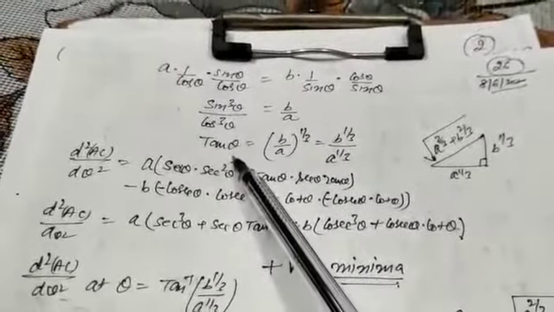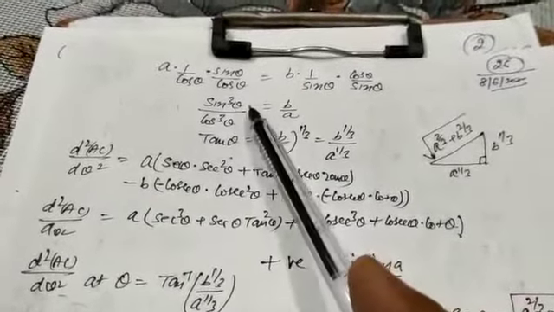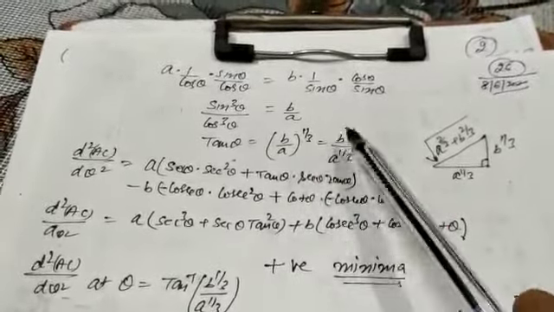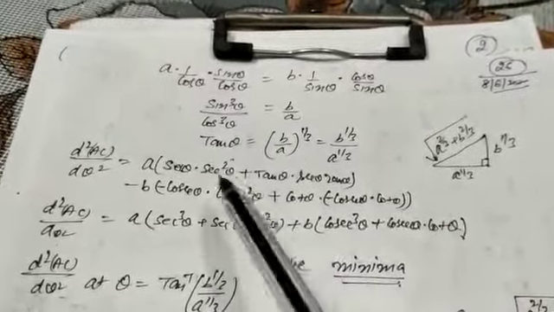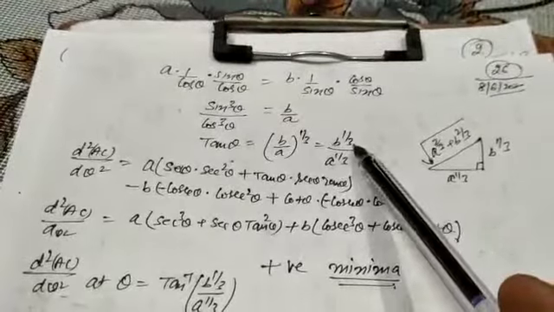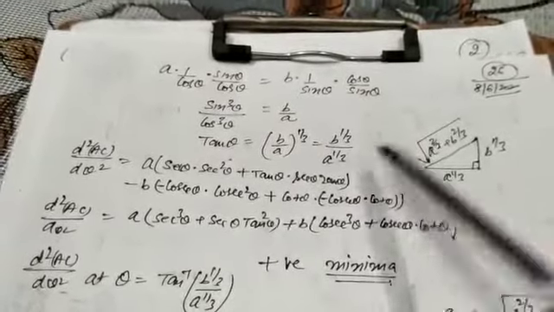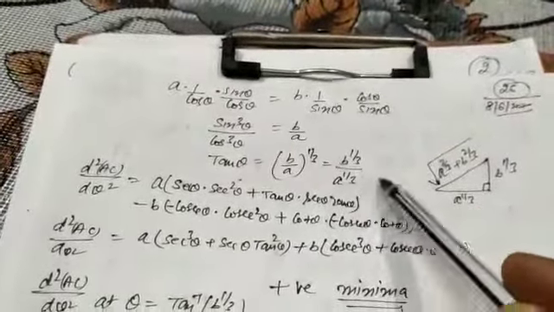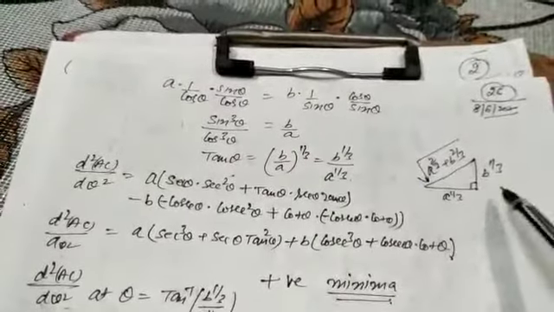Sine upon cos, that is tangent cube theta. If we transfer this cube to this side, it is b by a power 1 by 3. So tangent theta is equals to b to power 1 by 3, a to power 1 by 3. With the help of this result, we also simplify for a triangle this one.